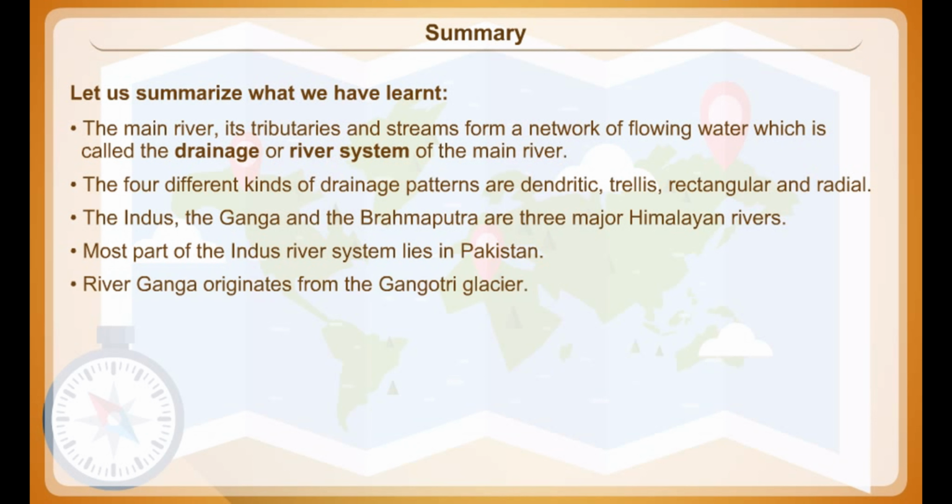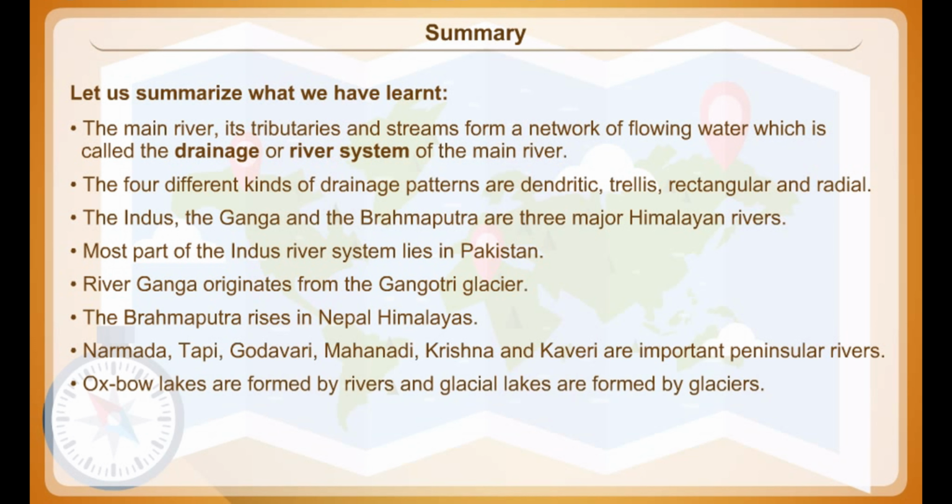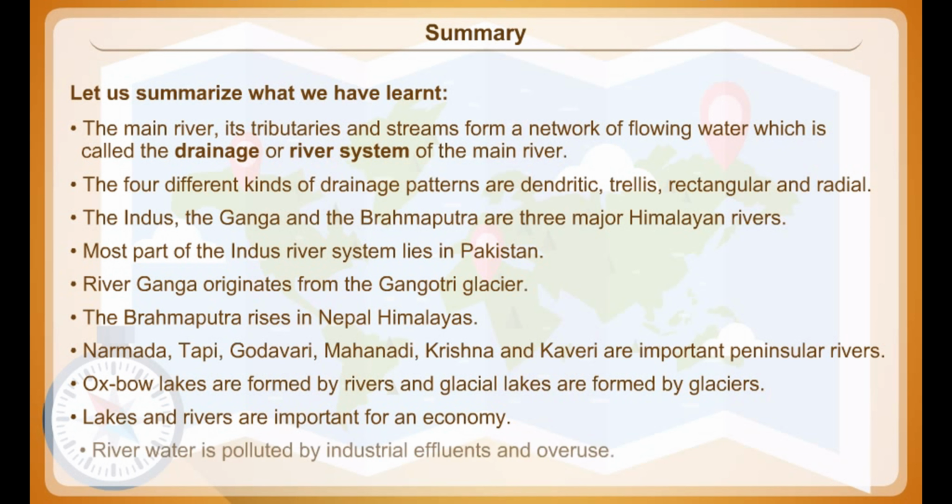River Ganga originates from the Gangotri Glacier. The Brahmaputra rises in Nepal Himalayas. Narmada, Tapi, Godavari, Mahanadi, Krishna and Kaveri are important peninsular rivers. Oxbow lakes are formed by rivers and glacial lakes are formed by glaciers. Lakes and rivers are important for an economy. River water is polluted by industrial effluents and overuse.